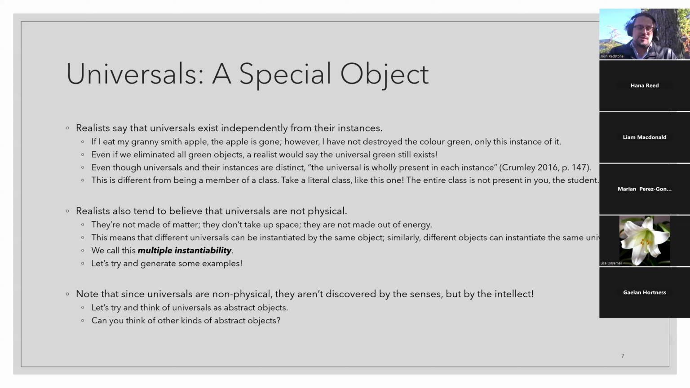Okay, so universals are also non-physical. If you're a realist, they're not discovered by the senses. Sorry, ignore that. They're discovered by the intellect. Plato and Descartes agree on this. This is what makes them rationalists, right? Go back to that old rationalist empiricist distinction. So, what are some abstract universals that we can think of here?